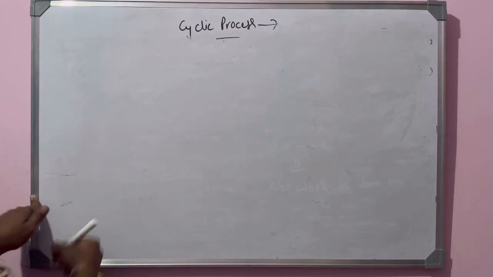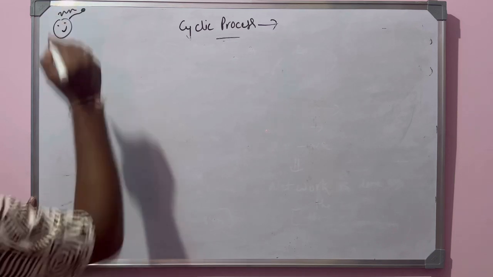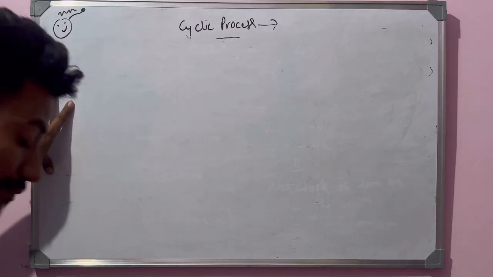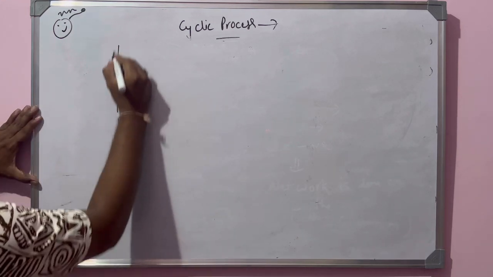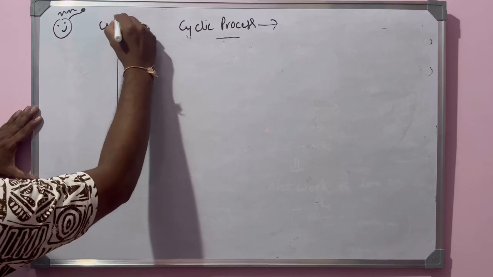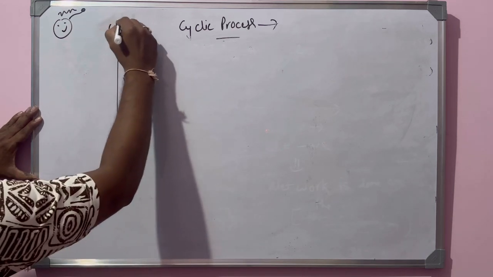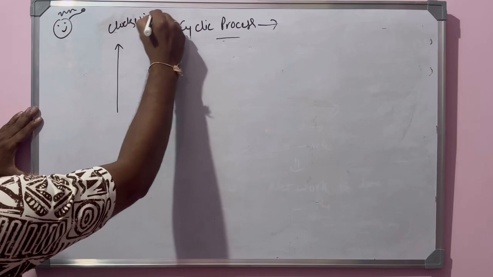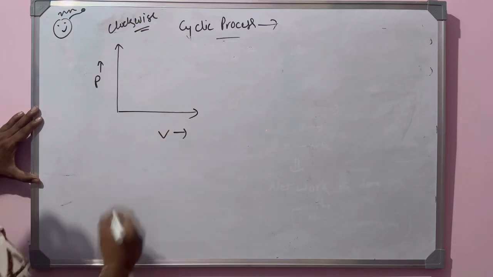Oh, I forgot to put the smiley. Okay, this is the smiley. Now let's understand why I've written positive and negative. Let's talk about the first cyclic process, the clockwise one, on the pressure versus volume graph.